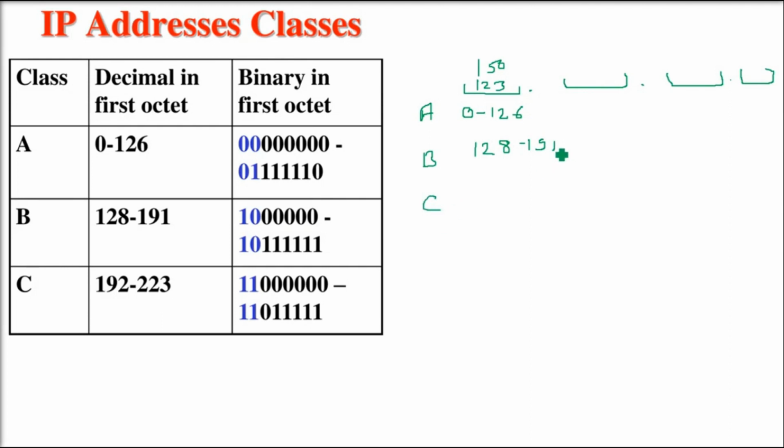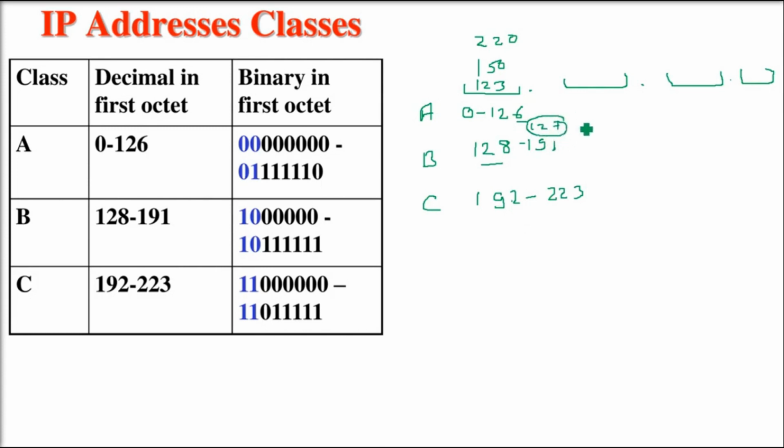And C. Let me write 220. If you see, it's 220. It is not in B either. From 192 to 223, 220 is in between. So there has to be a question in your mind. 128 to 191, okay. 191, 192, okay. Where is 127? Between 126 and 128.